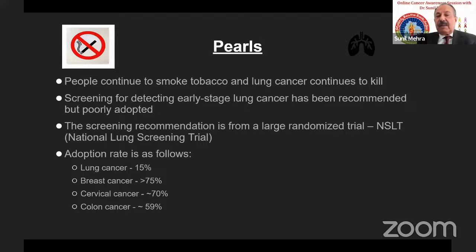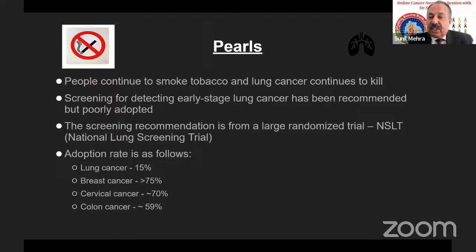So the thing is, people will continue smoking, and even though the incidence is low, lung cancer will continue to kill. So after this, I think the best thing is prevention. What can we do? We can prevent it or screen them better.